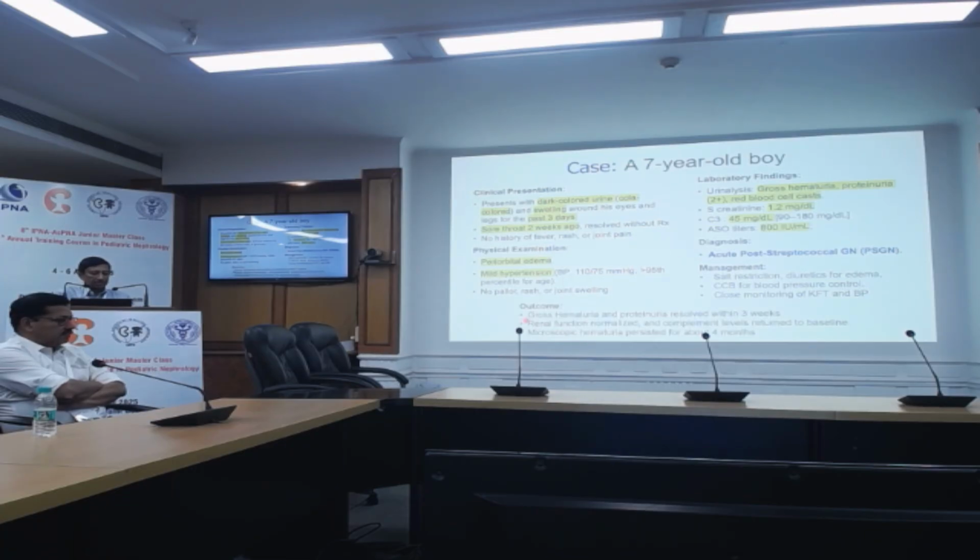The gross hematuria and proteinuria resolved in the next few weeks. The renal functions normalized. His complement levels returned to baseline at the end of about 8 weeks, but he continued to have some microscopic hematuria, which also resolved in 4 months. This is the typical course that you see in a patient with post-streptococcal glomerulonephritis.